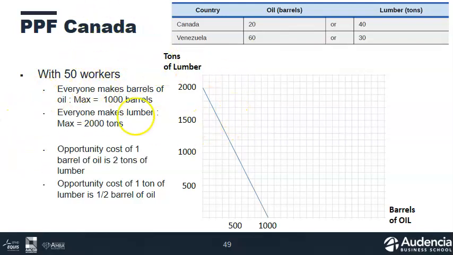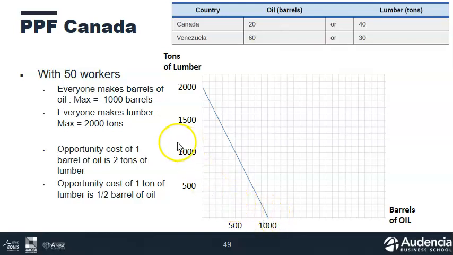So in the Canadian economy, I can use the 50 workers to produce oil. And we know that each worker can produce 20 barrels of oil. So if I have 50 workers, I can make 1,000 barrels of oil. And there we are, 1,000 barrels of oil.